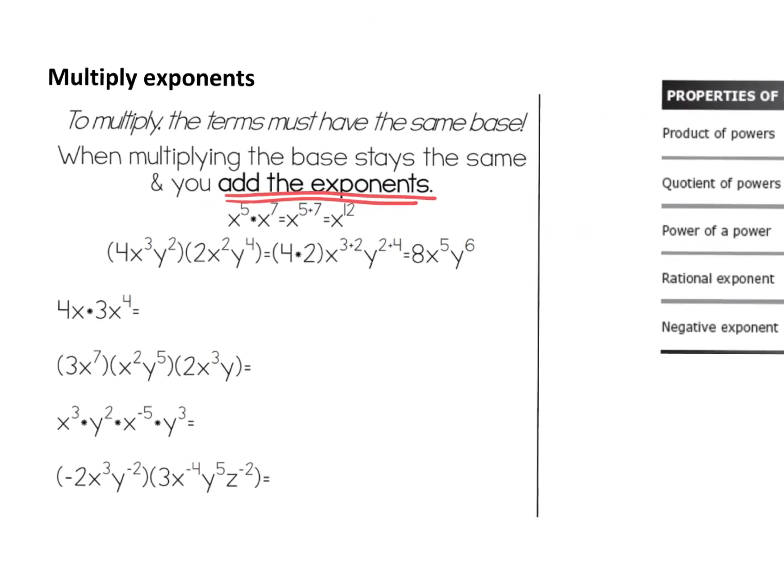So if we want to do x to the 5th times x to the 7th, we add the exponents and keep the base the same. So you get x to the 12th. All right, and if you see a coefficient, for example in the next problem right here, we multiply the coefficients, which is 4 times 2, gives you 8, right? X to the 3rd times x squared, we add the exponents, you get x to the 5th, and y to the 6th, could we do 2 add 4?